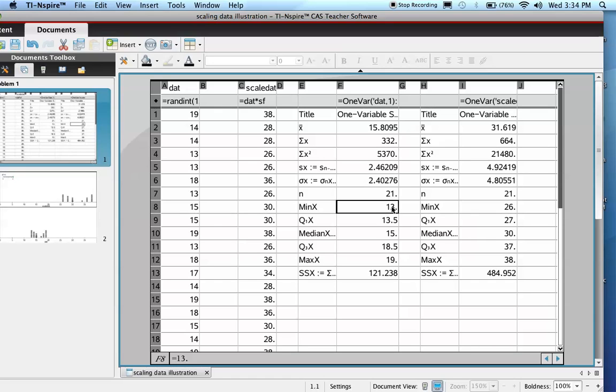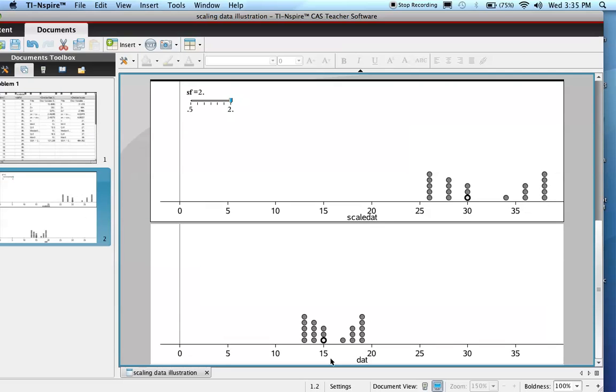The min is twice as much. From 13 to 19 is 6. From 26 to 38 is 12. The range is twice as much. So all of that is doubled. The only thing that wouldn't be doubled is the variance. The variance is the square of the scale factor, so the scaling is in there twice: 2 times 2 would be 4. The variance would be 4 times as much. That's the idea when things are scaled.